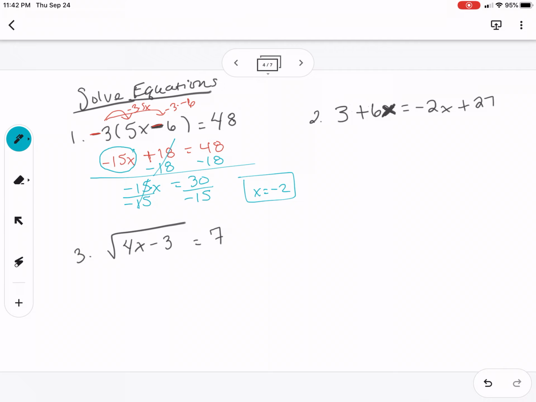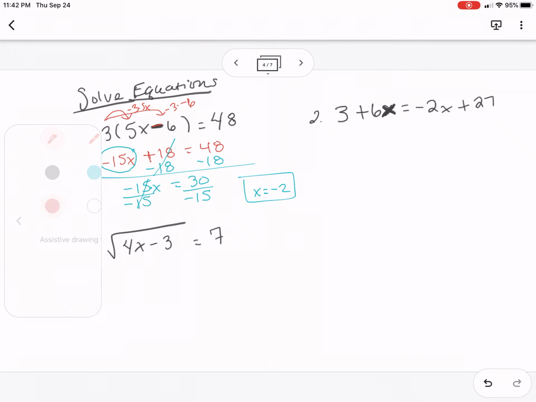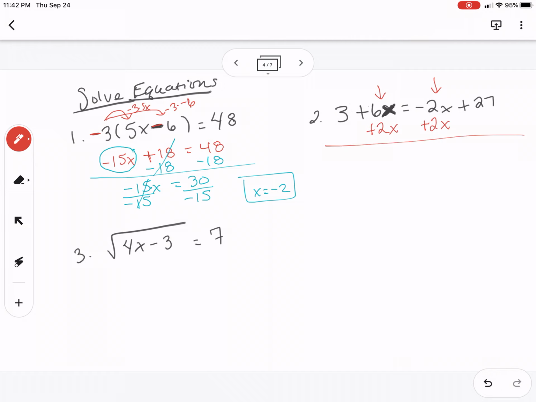Problem 2 has variables on both sides. When there's variables on both sides, you want to undo one of them first. So we have to decide if we want to undo the 6x or the -2x. I like to undo the smaller one. So the opposite of -2x would be positive or plus 2x to both sides. So we get 3 plus 8x equals 27.